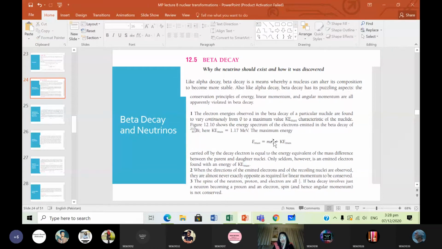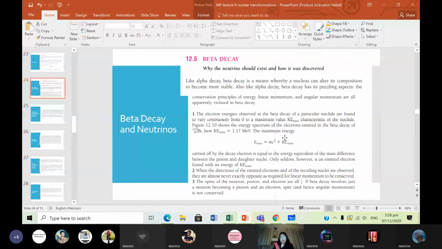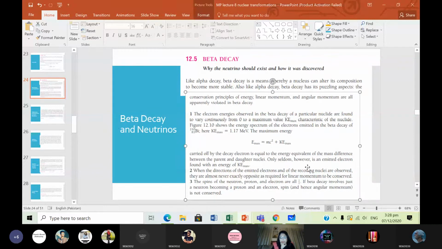This formula is important because mc squared is the rest energy and K is the maximum kinetic energy. So the more energy the reaction has, this will be the rest energy, and the rest will go into the kinetic energy of the electron. The maximum energy carried off by the decay electron is equal to the energy equivalent of the mass difference between the parent and daughter nuclei. That mass difference is carried off as energy by the decay electron in the beta decay.